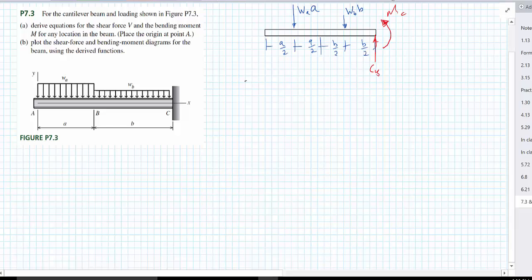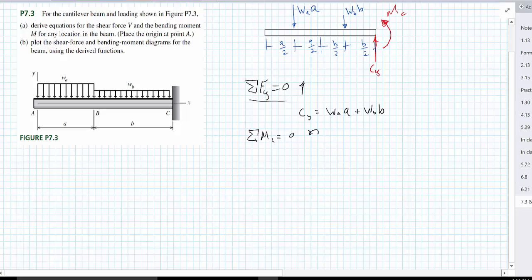So we'll sum the forces in the y direction, which will equal 0, and we'll only have three forces: W sub A multiplied by A, W sub B multiplied by B, and then Cy. Summing the forces in the y direction, you should get Cy to equal W_A times A plus W_B times B.